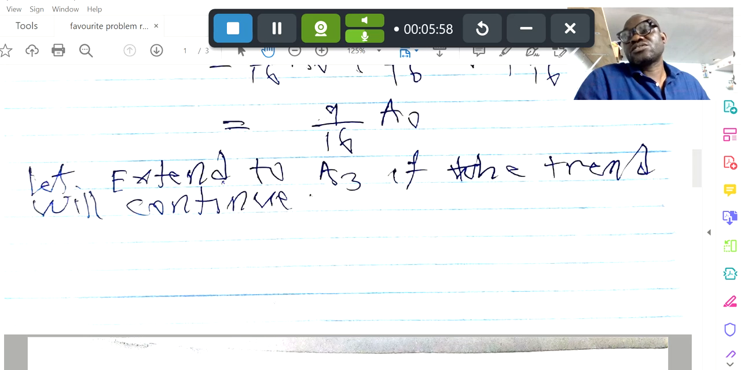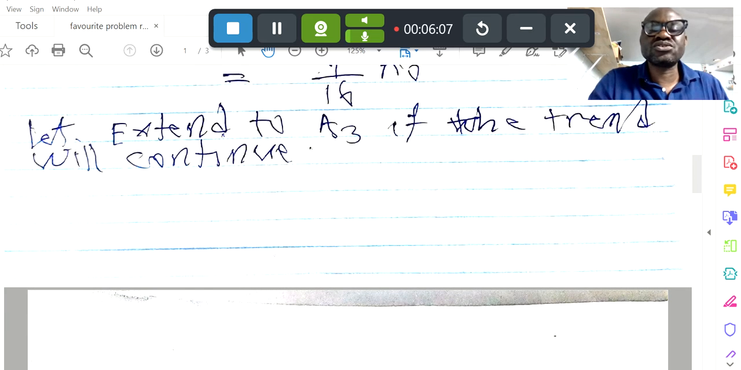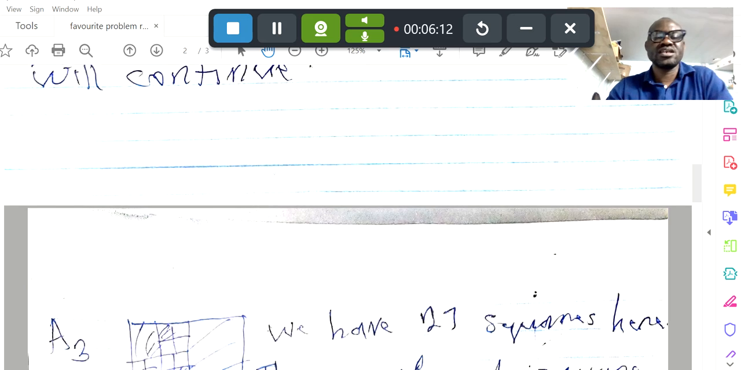And I'm still going to try for that rectangle, whether it's going to work or not. But I believe it's going to work, but I will still give it a try. So let us extend to A3 of the trend, if the trend will continue.